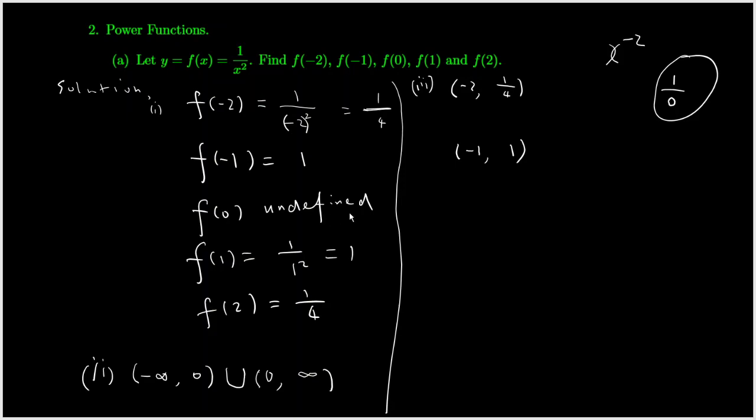The function is undefined at 0. It means on the graph there is no point with x coordinate of 0. There's no point above the origin. So just imagine the graph. And also the point with x coordinate of 1 and y coordinate of 1 is on the graph. 2, 1/4 is on the graph. Do that on scratch paper. And then you kind of connect the points.